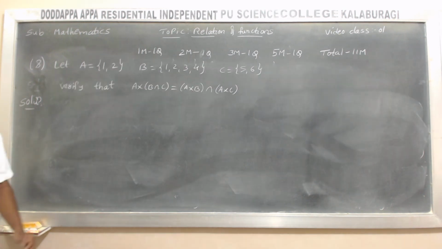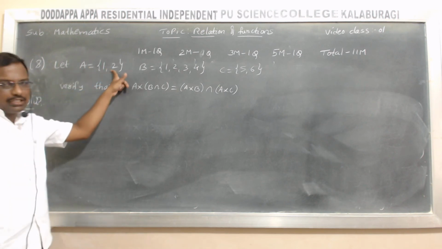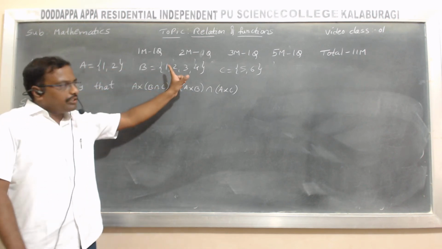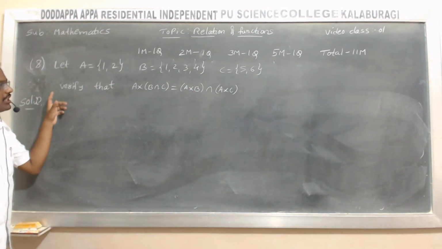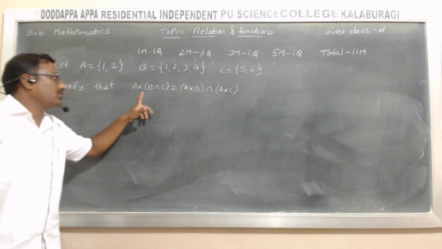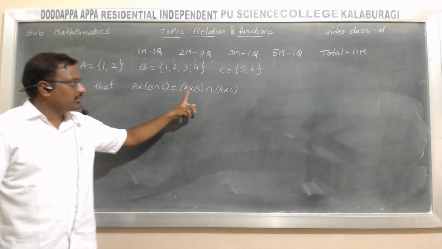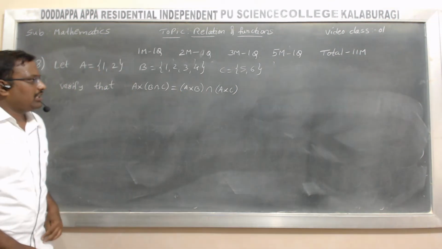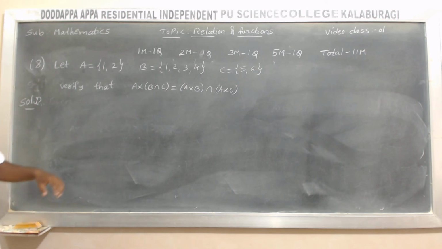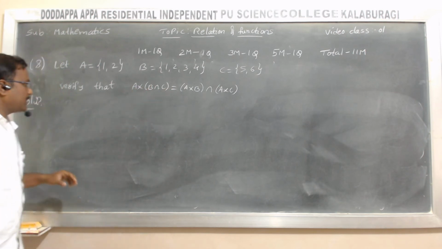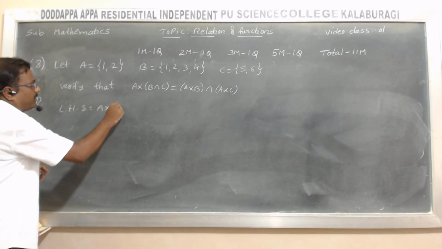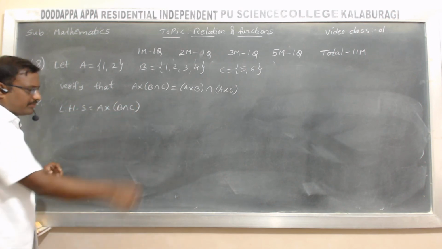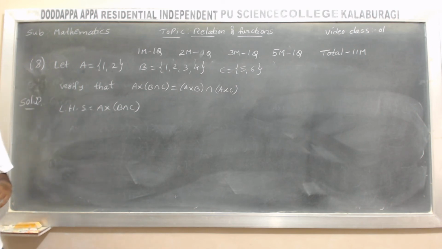Okay, so another problem. Here what is given? A is equal to the set {1, 2}, B is equal to the set {1, 2, 3, 4}, C is equal to the set {5, 6}. Here you can verify that A cross (B intersection C) is equal to (A cross B) intersection (A cross C). So first you have to find the value of the LHS. What is the LHS value here? A cross (B intersection C).